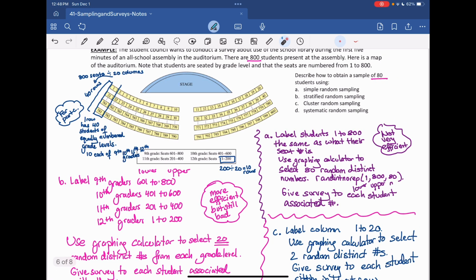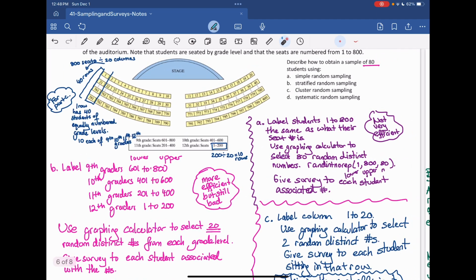That's easy because simple random sample is just take all students 1 through 800. So label students 1 through 800, the same as their seat number. Use a graphing calculator, I just chose graphing calculator to make it easy, to select 80 random distinct numbers. Doing that will give you 80 students, and this is your simple random sample. Then you give the survey to each student associated with the number. This is not very efficient, as you might experience.